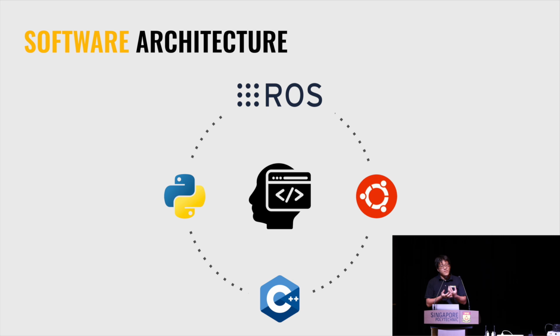Now I'll go over our software architecture a bit. As I'm sure most of you here, we use ROS as well: ROS Melodic on Ubuntu 18.04. Most of our code base is in C++ with some Python, usually for the ML.